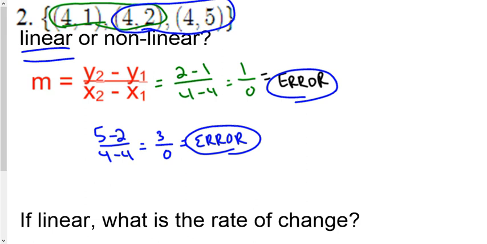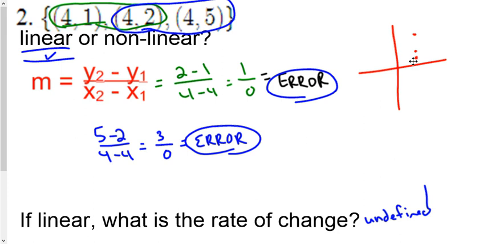And what is my rate of change? We would just call it undefined. And that means it's going to be a perfectly vertical line. So let's go graph this one and see if it's true. Let's see, here's 4, 1, here's 4, 2, and here's 4, 5. Do you see that I could connect these 3 points in a straight line if I wanted to? That's why we're calling it linear.